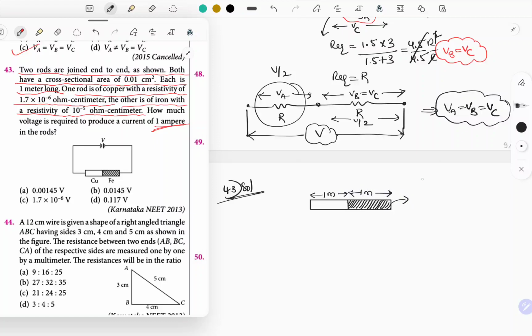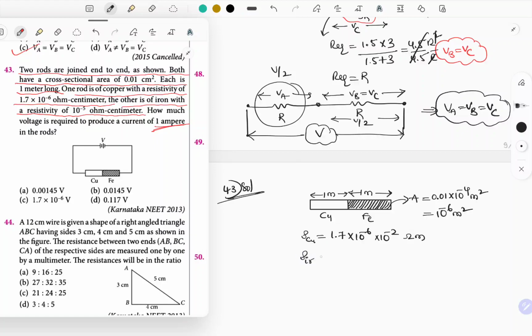Area of cross section they have given 0.01 centimeter square. Let's convert into meter square. That is 0.01 into 10 power minus 4 meter square, which can be replaced as 10 power minus 6 meter square. So resistivity of copper and iron is given. Resistivity of copper is equal to 1.7 into 10 power minus 6 ohm centimeter. Let's convert into ohm meter. So into 10 power minus 2 ohm meter, because I just converted centimeter into meter.